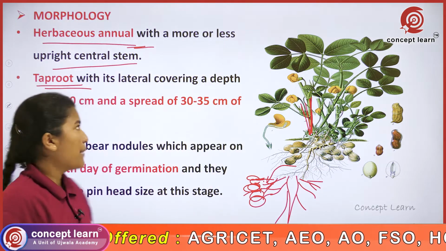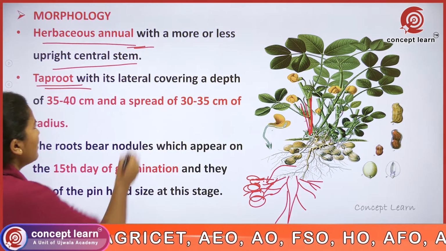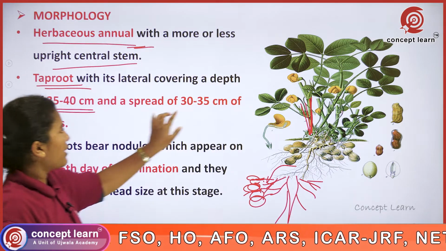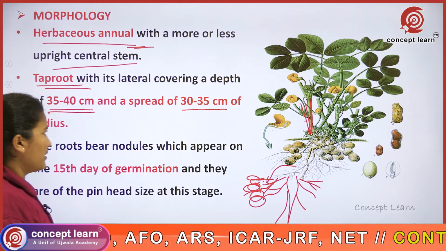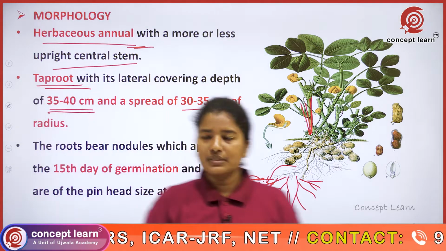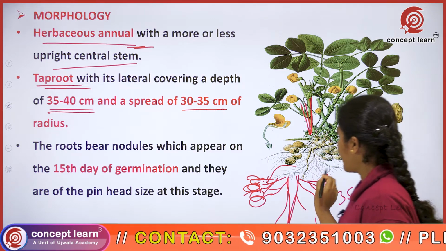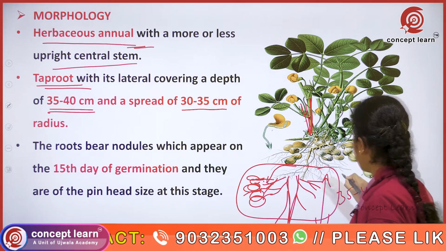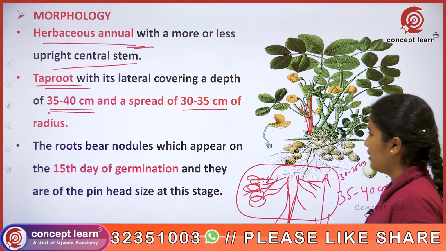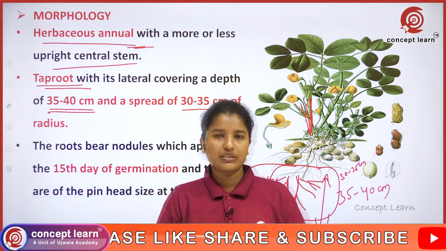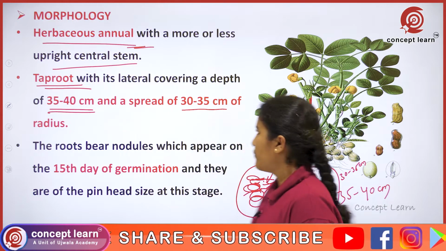So it is a taproot system and its laterals cover a depth of 35 to 40 centimeters and a spread of 30 to 35 centimeters. We can see here the root system goes to a depth of 35 to 40 centimeters, and the spread, this radius, is 30 to 35 centimeters.